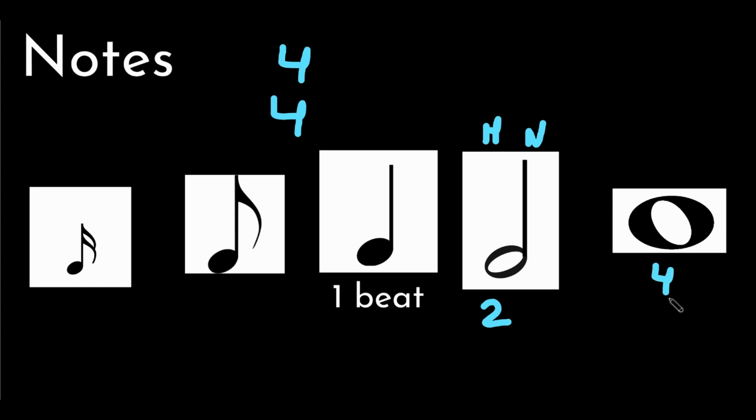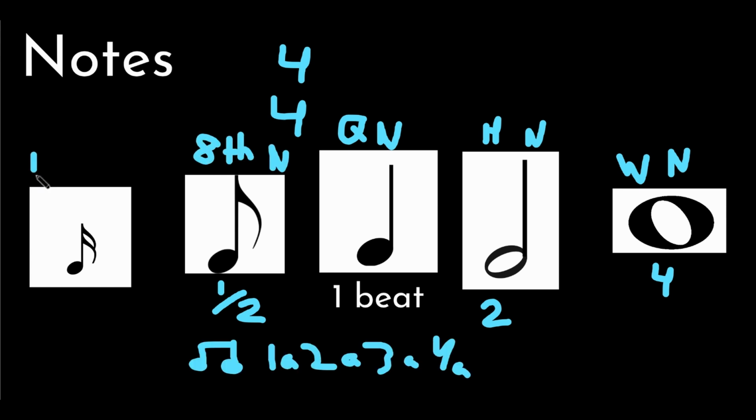So basically the entire measure in a 4/4 time signature. Now, left of the quarter note is an eighth note. And an eighth note takes 1/2 of the beat. And this is what an eighth note looks like when it takes up a whole beat.